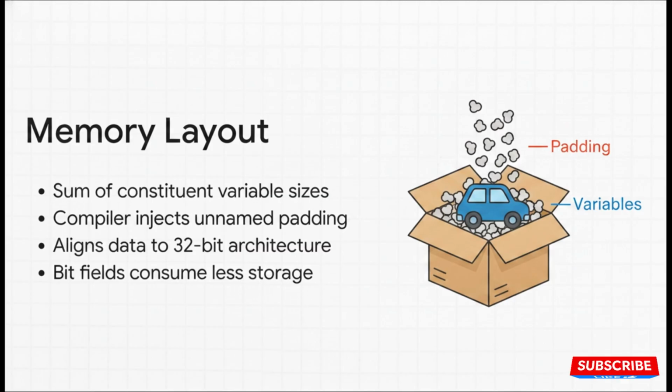Actually, not always. Compilers will literally inject unnamed padding, just empty bytes, into your objects to align data perfectly with the computer's 32-bit or 64-bit architecture. This optimizes CPU processing speed, albeit at the slight cost of memory space. It also supports bit fields, which allows variables to consume even less storage than a standard integral type.